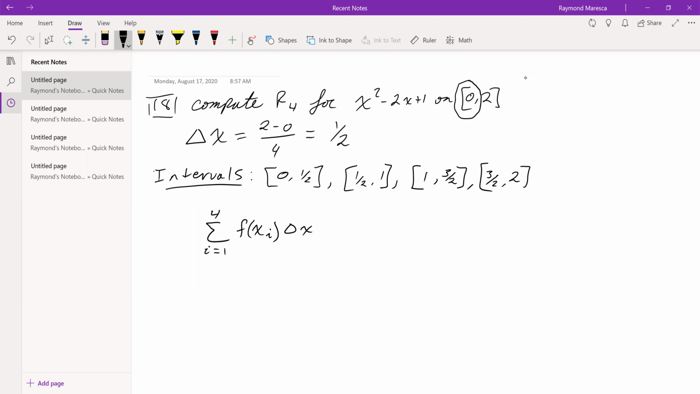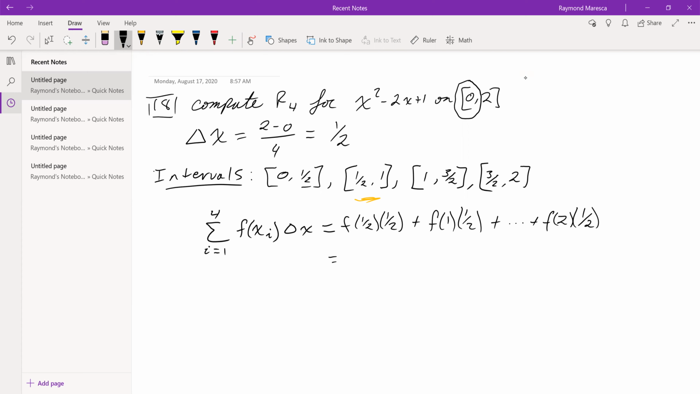If we were using the left endpoint method, L4, we would be computing f of xi minus 1. But in this case, we're using f of xi, so that's equal to, we start with f of 1/2, because that's the right endpoint, times delta x, which is 1/2, plus f of 1, the right endpoint of the second interval, times 1/2, plus, and we go up to f of 2 times 1/2.